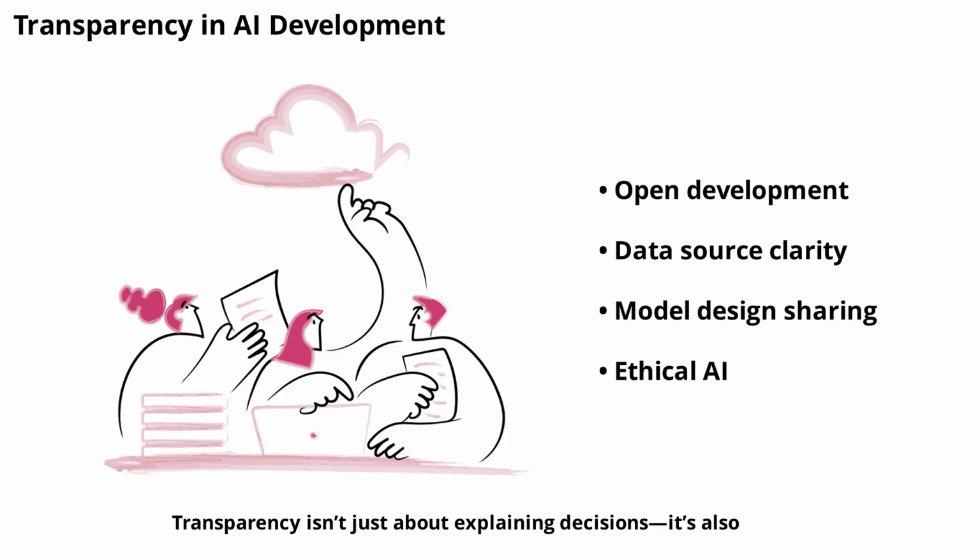Transparency isn't just about explaining decisions, it's also about being open in the development process. Sharing information about data sources, model design, and testing procedures helps build trust and allows others to evaluate the reliability of AI systems. Transparent development practices are a cornerstone of ethical AI.